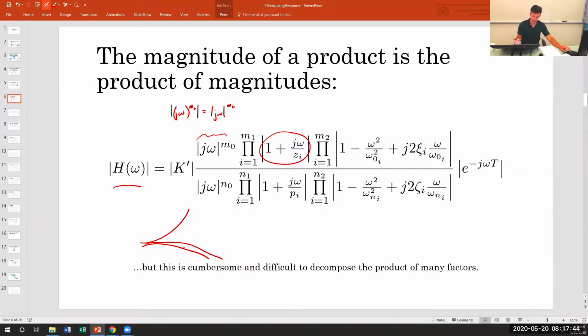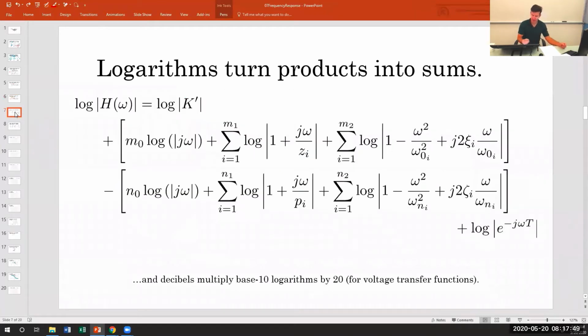So that's where logarithms come into play. Because if I can take the log of a magnitude, and that magnitude is the product of things, then the property of logs says that the log of a product is the sum of logs. And so that's the whole idea: we're going to turn products into sums.